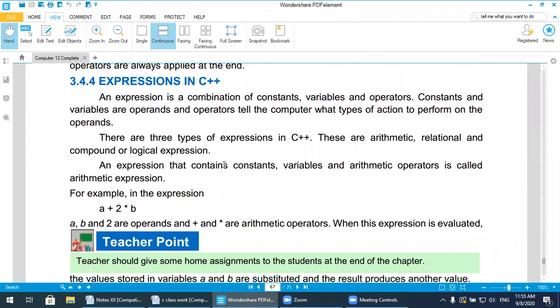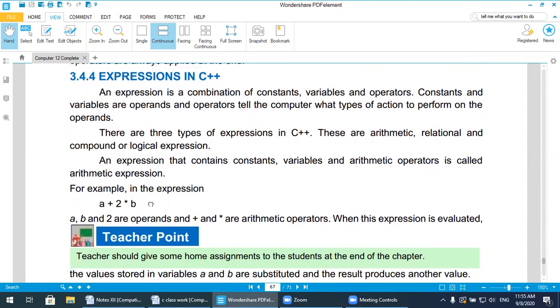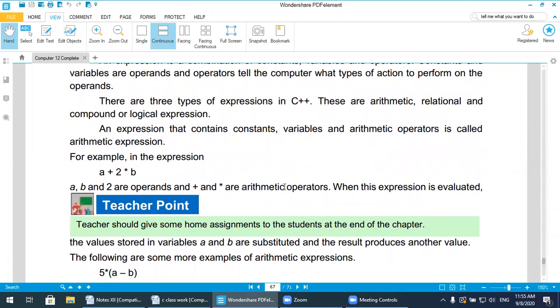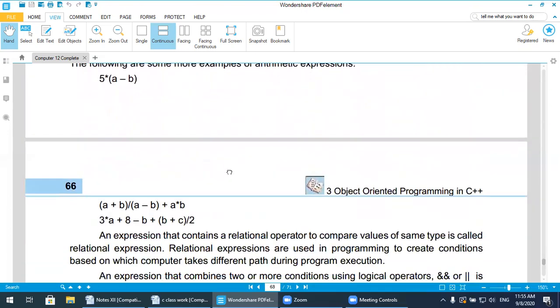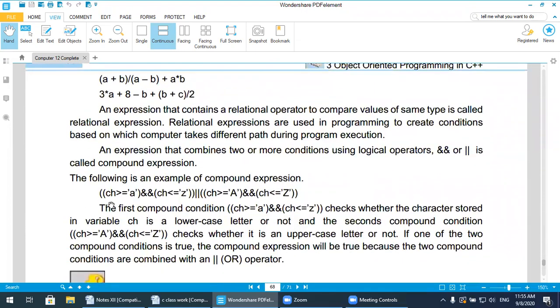So you can say that any statement in C or C++ is known as an expression. An expression that contains constants, variables and arithmetic operators is called an arithmetic expression. For example, over here, watch, this one is known as an arithmetic expression. A, B and 2 are the operands, and plus is the arithmetic operator. When the expression is evaluated, the value is stored in variable a. Already we have discussed this one in detail, this one is mathematical. So over here, this one is called the compound expression. If any program contains this kind of expression, it is called a compound expression.